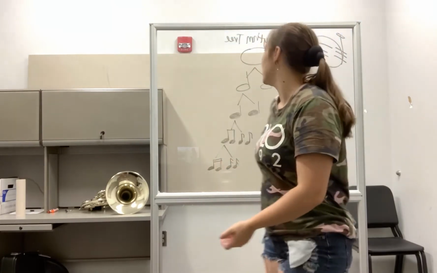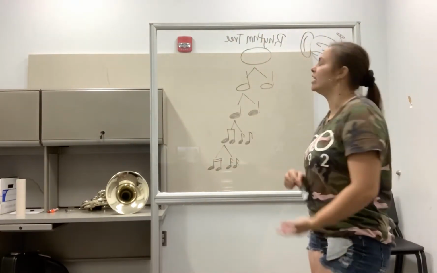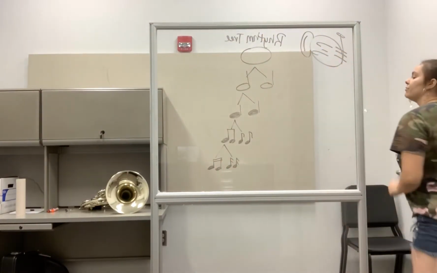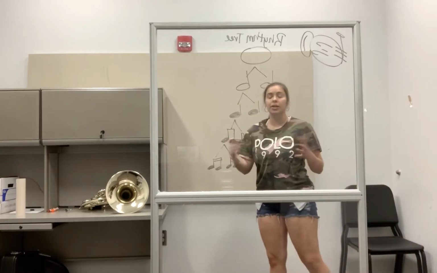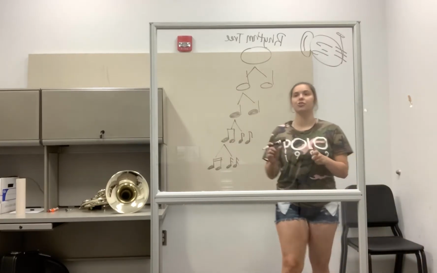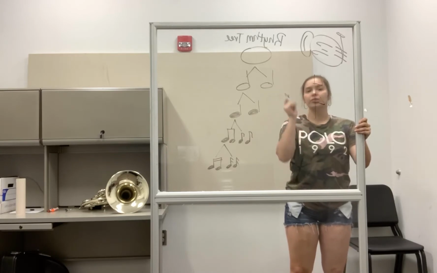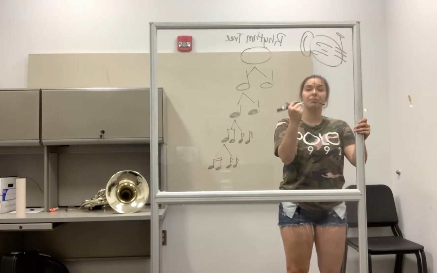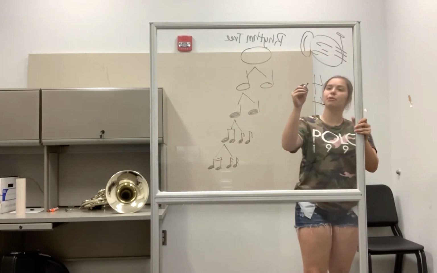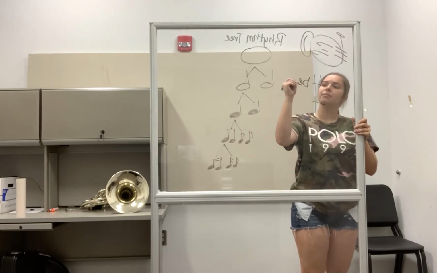Let's go on with today's video. Today we'll be talking about the rhythm tree. We will talk about how to read rhythms on notes. So we're going to assume that all of this is in 4/4 time. 4/4 time, so the quarter note gets the beat, and there are 4 beats per measure.